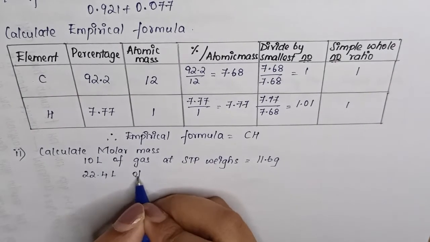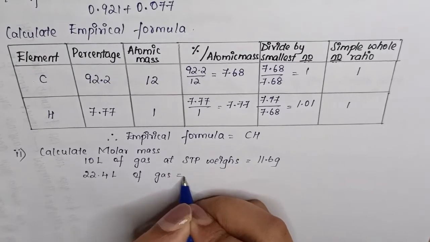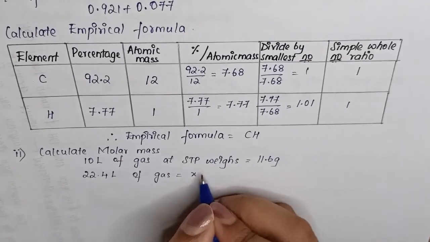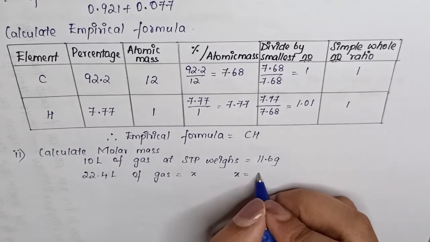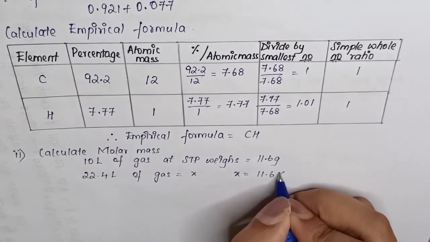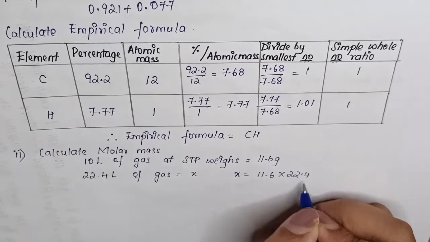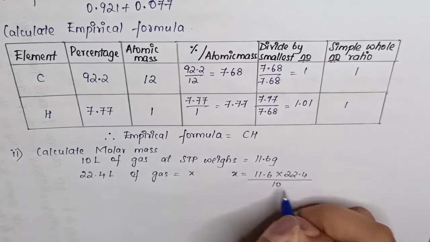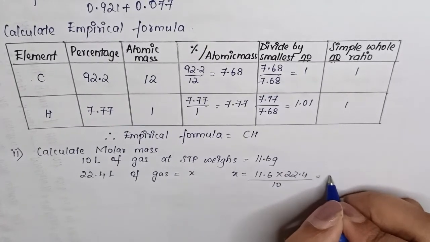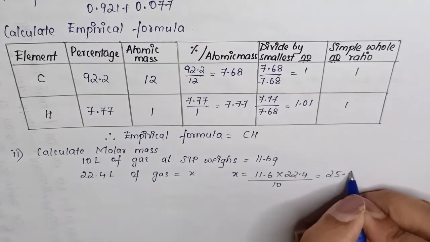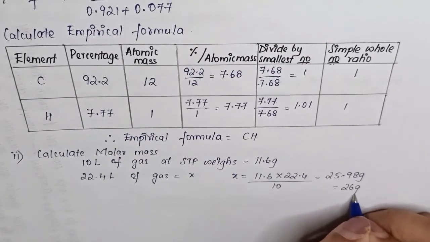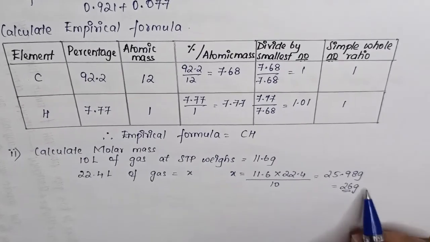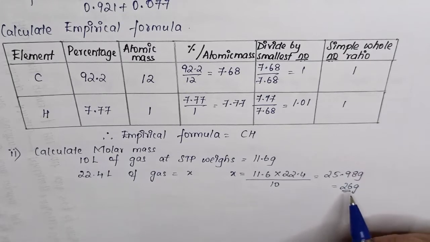So here the mass of gas is equal to X. We need to find out what that X is. So X is equal to, just cross multiply, 11.6 into 22.4 divided by 10. Your value here is going to be 25.98 grams, which can be rounded off to 26 grams. So this is your answer to the second question that says calculate the molar mass of the gas.